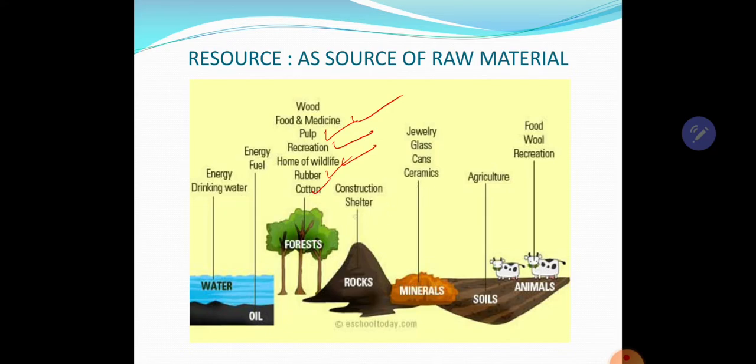Now rocks, we get construction material. From minerals we get so many minerals. Generally we use around 200 minerals in our day to day life: jewelry, glass, cans, ceramics, etc. From soil we get agricultural products. And we have animals, they are also natural resources. We get food, wool, milk, and recreation from them. So these are the natural resources used as raw material for other industries.